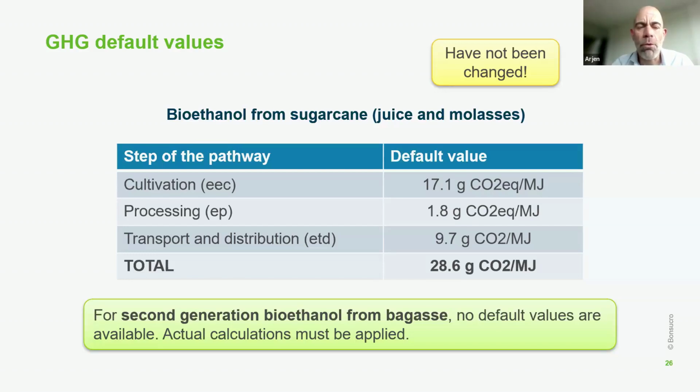What is important to realize is that one of the production pathways covered by the Bonsucro EU-RED standard is the production of second generation bioethanol from bagasse. For that production pathway, no default values have been made available by the European Commission, which means that default values cannot be used. In case that pathway is applicable, then actual greenhouse gas calculations must be applied.